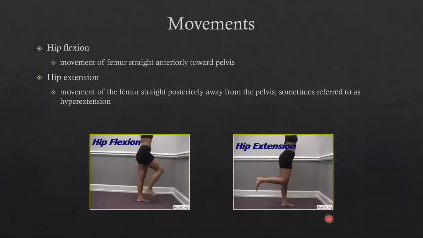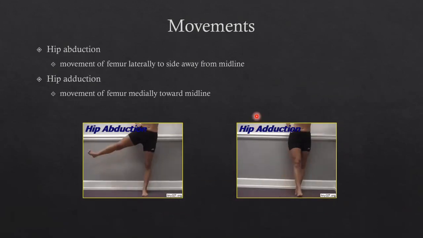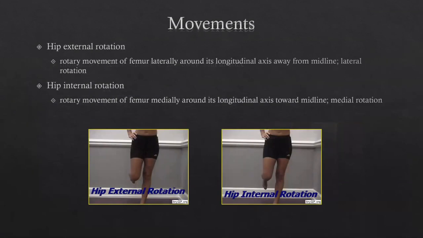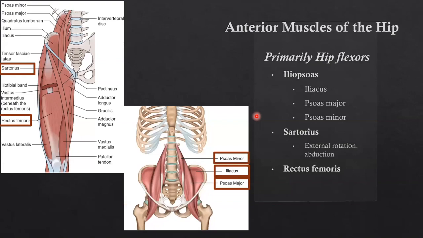A quick review over the movements that we see about the hip. Again, this is a triaxial joint articulation, so we have movements about 3 planes. We have hip flexion and hip extension, hip abduction and hip adduction, and lastly, hip internal and hip external rotation. Hip external rotation may also be called hip lateral rotation, and hip internal rotation may also be called hip medial rotation.